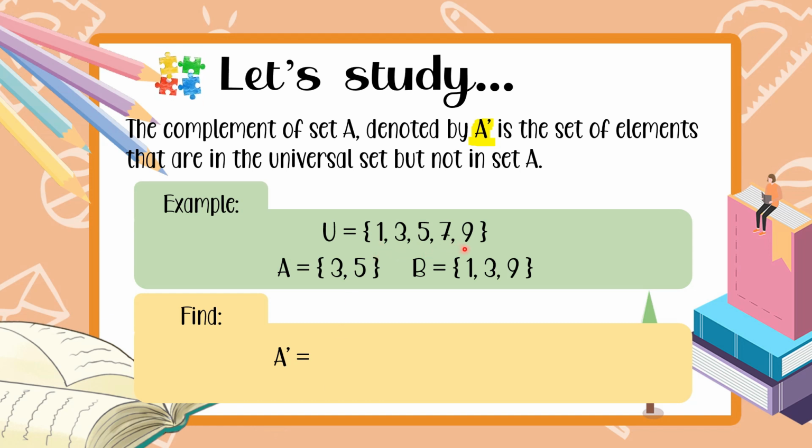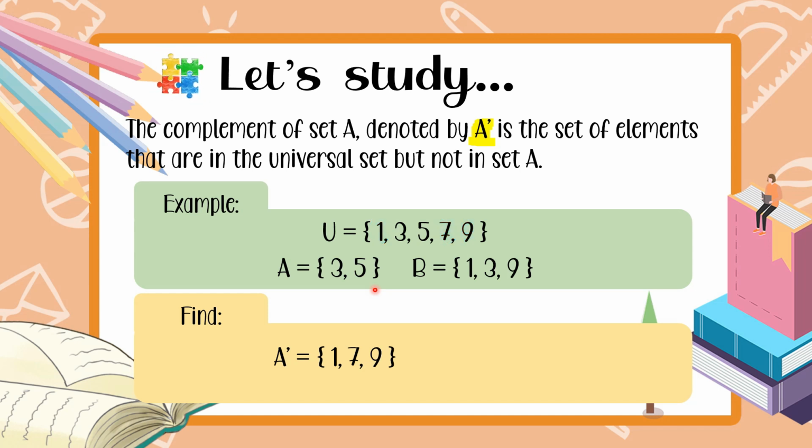Ayan, 1, 3, 5, 7, 9. Then, take a look at set A. Ano yung meron sa universal set na wala kay set A? So, we have 1, 7, and 9. Yung 3, 5, makikita natin kay set A. So, therefore, our A prime is 1, 7, and 9. Gets ba? Let's have another.